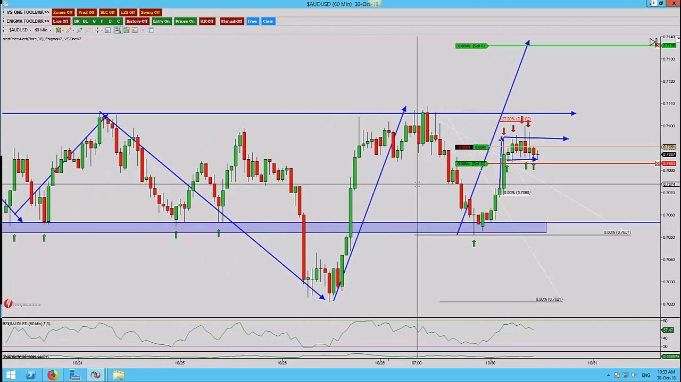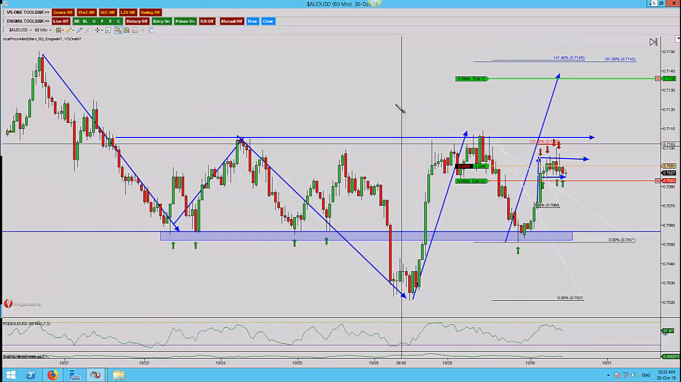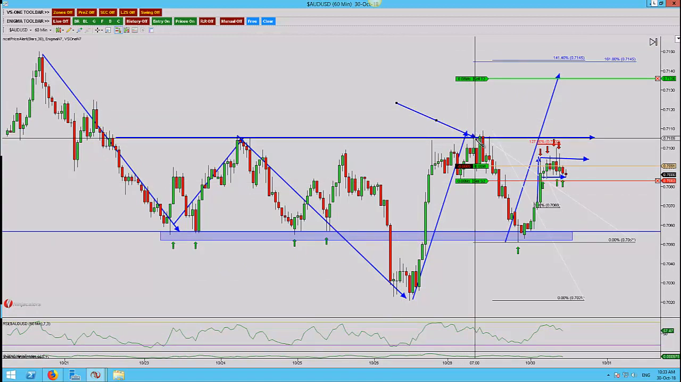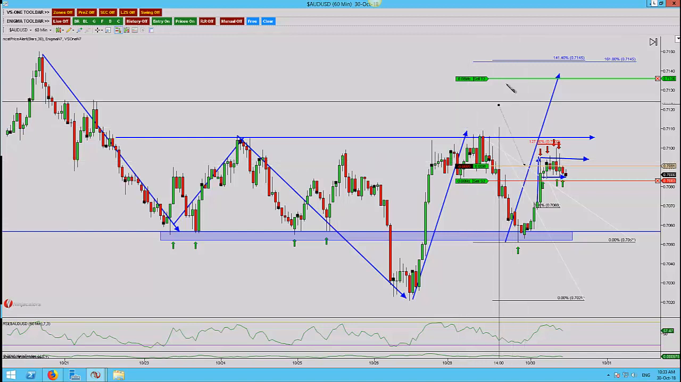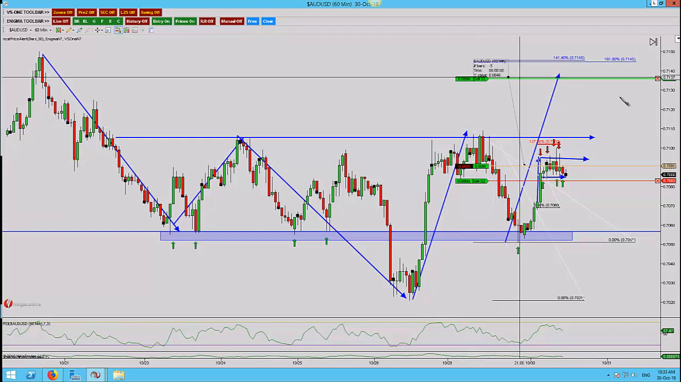So this obviously would be a little better if we did have this initial structure high here. In fact, it would be a lot better. But again, I can be more aggressive here with this type of head and shoulders. So it means that I'm risking 8 pips for 46 here.